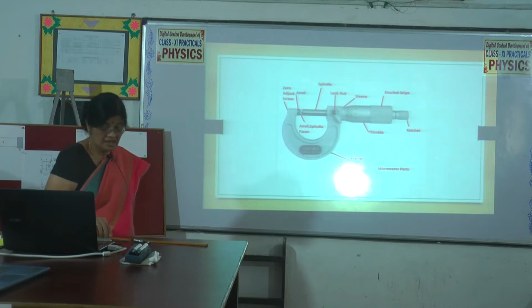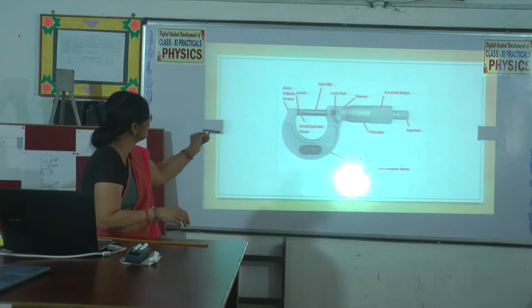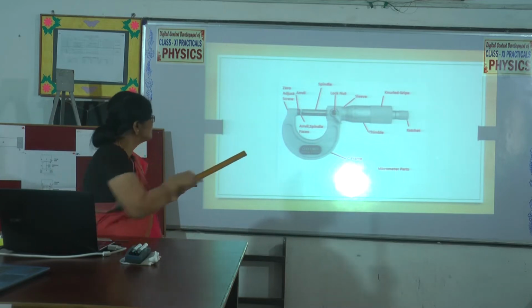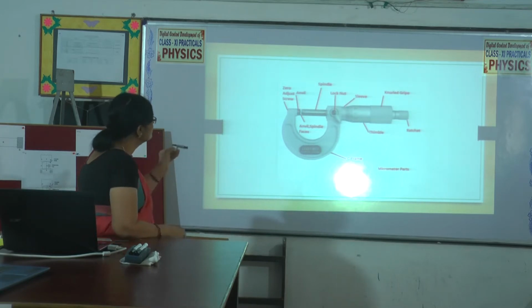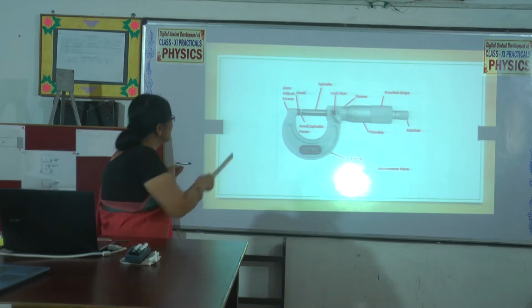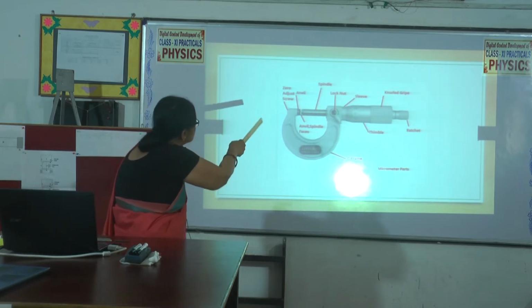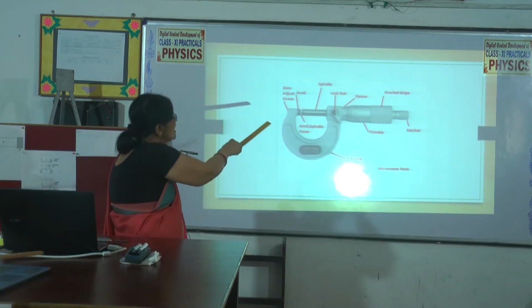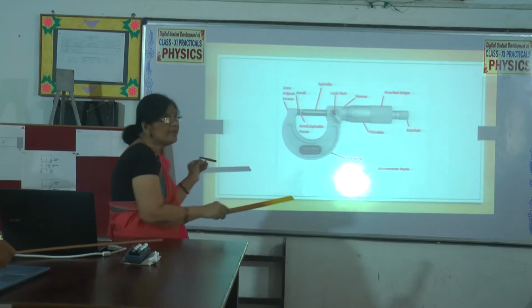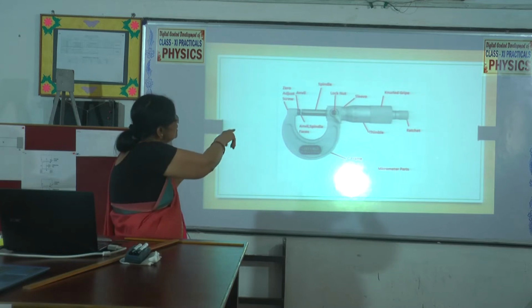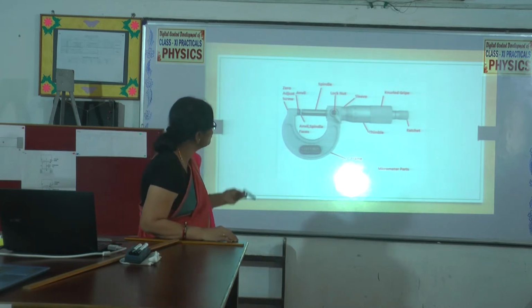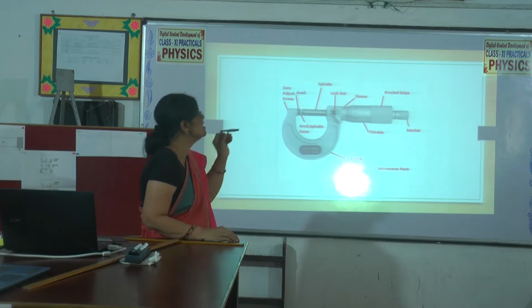Now here, look at this. This is a C frame. This metallic frame is for holding, and it has a stationary stud, which is your anvil, and then the zero adjustment screw. There is the anvil, and there is a movable stud, which is called the spindle. The spindle moves through the lock nut, the sleeve, and your ratchet.